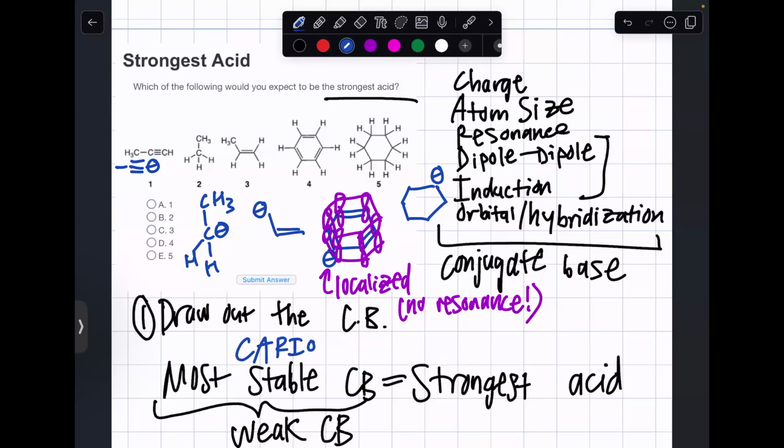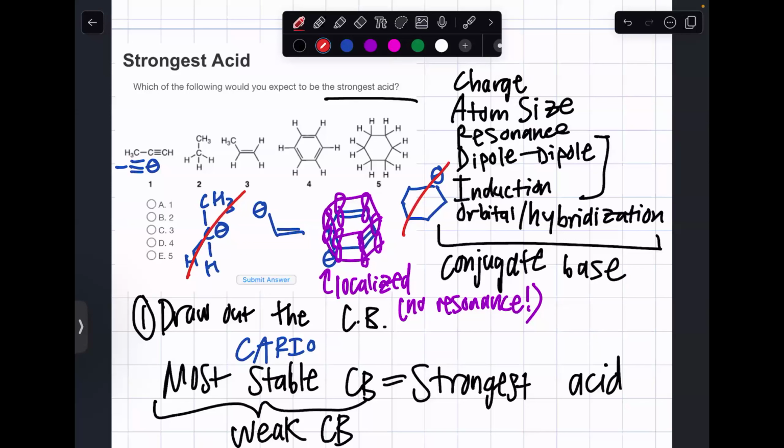So 3, because all the charges are the same, all the atoms are the same size, so it goes down to resonance. Resonance, right? For 2 and 5, they're on an sp3 atom and they can do resonance, so they're the worst acids ever, right? But for let's say 1 and 4, you notice how they can't do resonance at all? But they do have a different factor that makes them more stable than 2 and 5. What factor do they have that makes them more stable than 2 and 5?